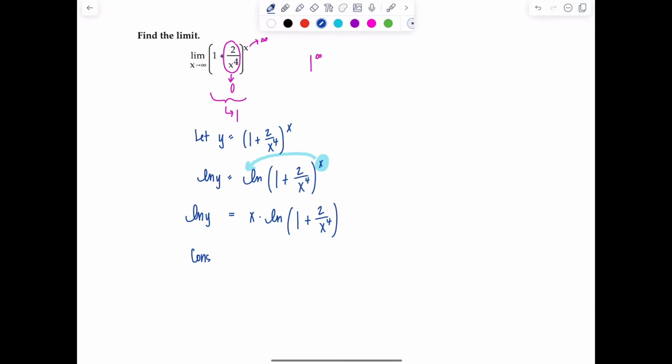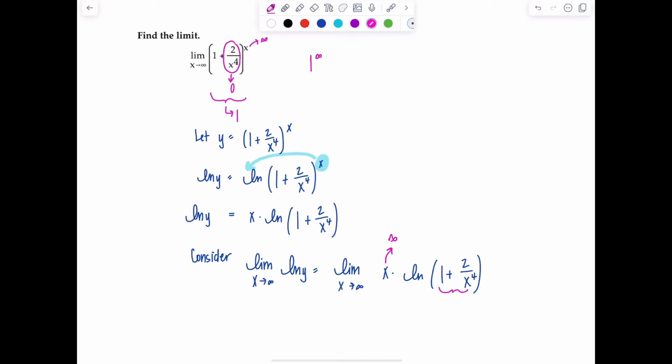So let's consider the limit as x goes to infinity of ln y, which is the limit as x goes to infinity of x times natural log of 1 plus 2 over x to the 4th. And currently, let's see what's going on. As x goes to infinity, this term here is approaching infinity. We already talked about how 2 over x to the 4th is going to 0, so this is going to 1, and ln of 1 is going to 0. So now, have I made my life better? I have an indeterminate form of the type infinity times 0.